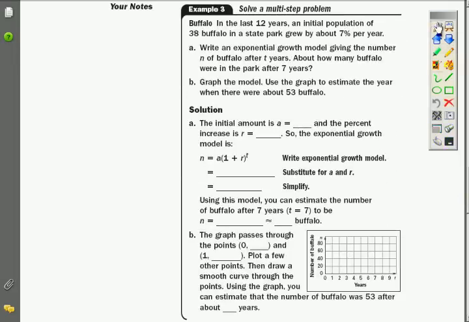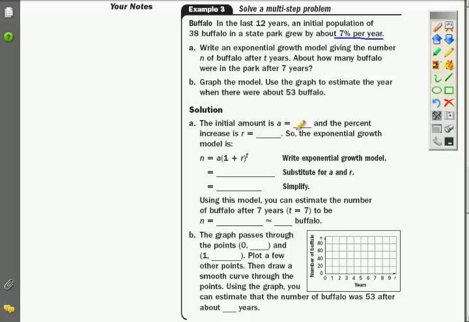Example number 3 says, buffalo in the last 12 years had an initial population of 38 buffalo, and a state park grew by 7% a year. That would be an exponential growth. You have 7%. It's kind of like when you put money in the bank. It's an exponential growth. Write an exponential growth model given the number n of buffalo after t years. About how many buffalo are in the park after 7 years.